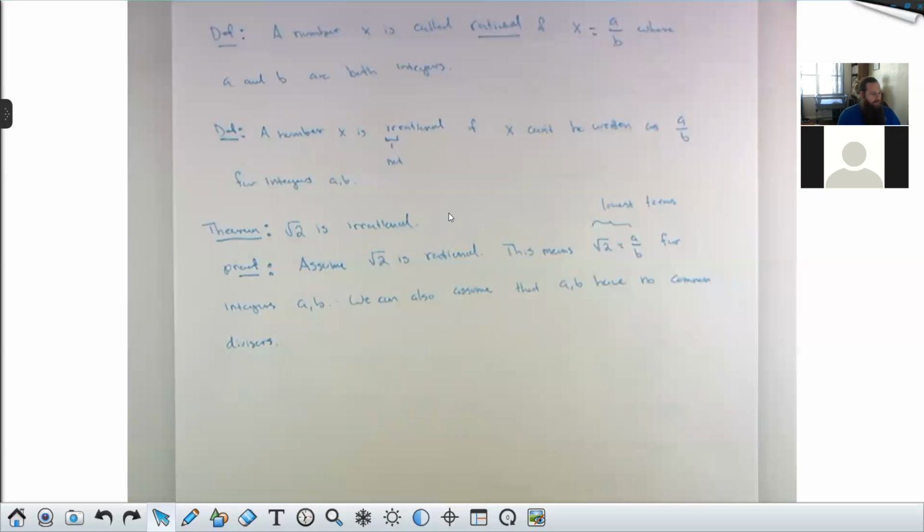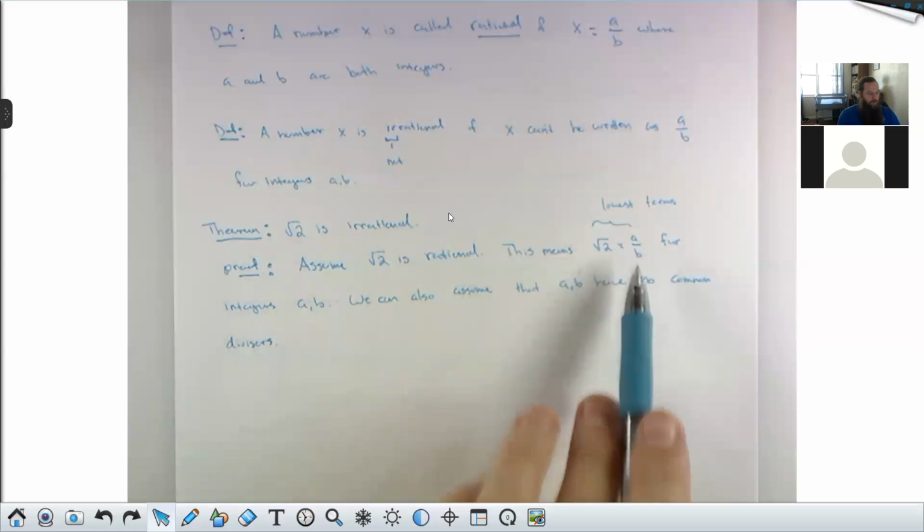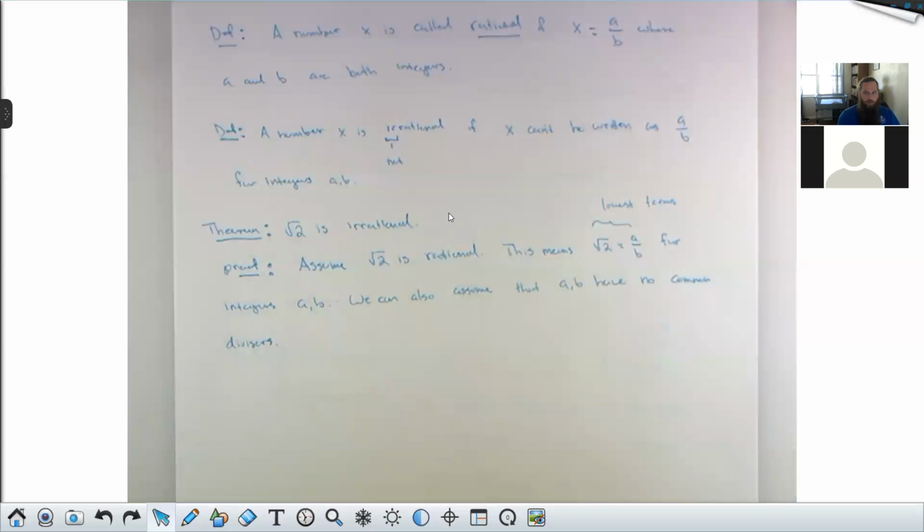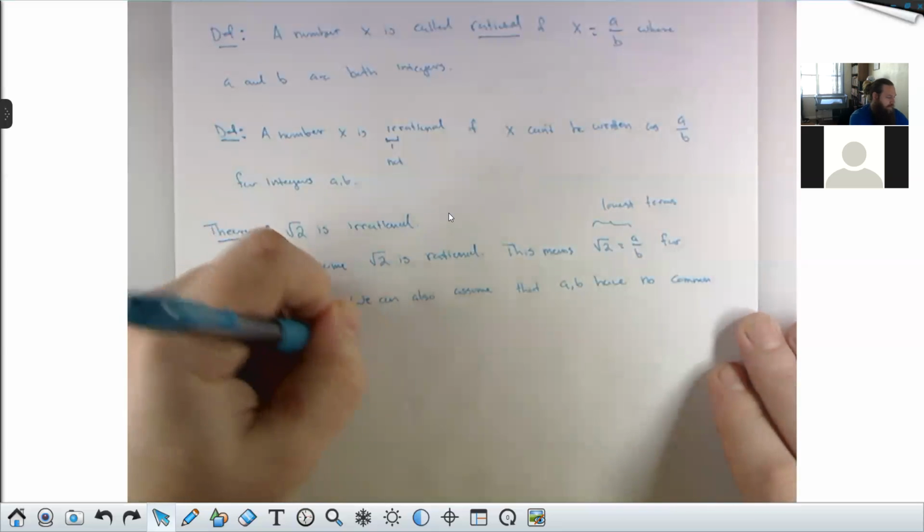So I'd like to ask you, how do you think we could end up at a contradiction if I begin with the fact that root 2 is equal to a over b, where a and b are in lowest terms? One way to arrive at a contradiction would be to show that a over b is not in lowest terms, that any fraction representing the square root of 2 would have a shared divisor between the top and the bottom. That's precisely what we're going to do.